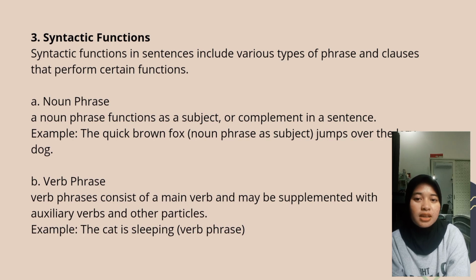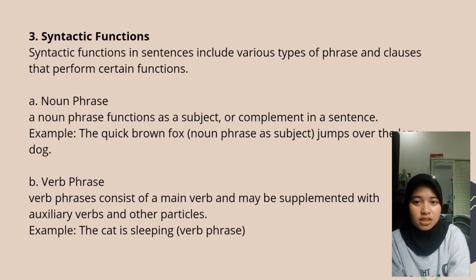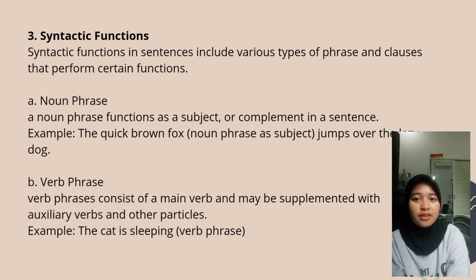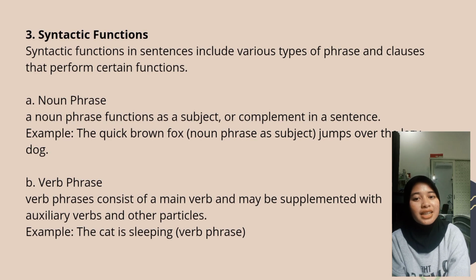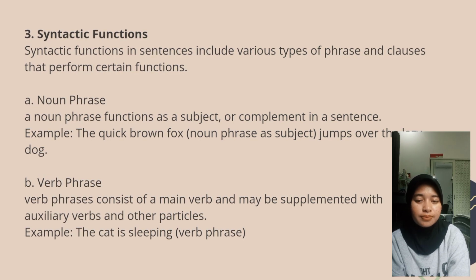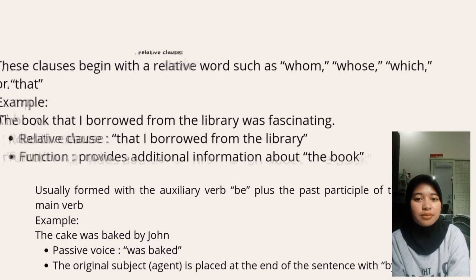B. Verb phrase. Verb phrases consist of a main verb and may be supplemented with auxiliary verbs and other particles. The example: the cat is sleeping. Verb phrase. Second, sentence structure is syntax complexity.